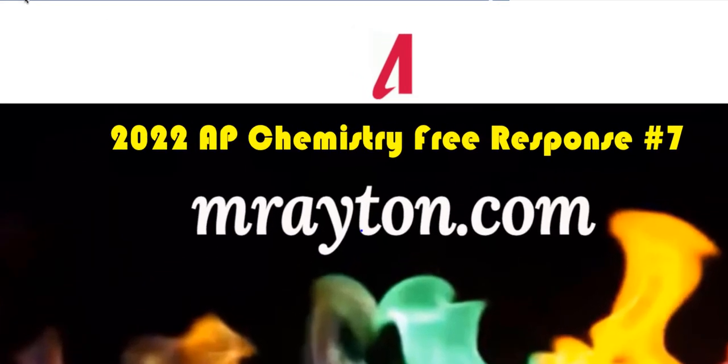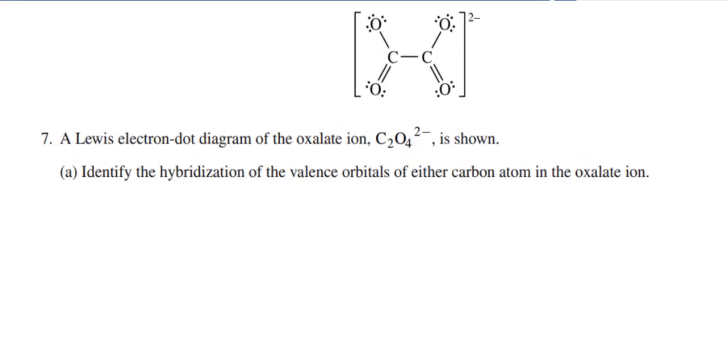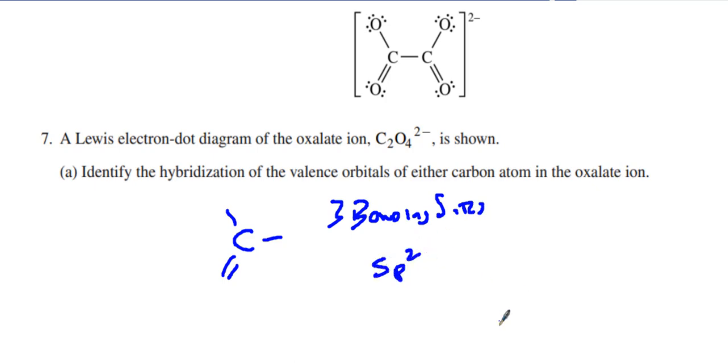But here we go with number 7. Number 7 starts off in question A with identify the hybridization of the valence orbitals of the carbon atom. So take a look at this oxalate ion. The carbon, you can see, has 1, 2, 3 bonding sites. And so with 3 bonding sites, what is the hybridization? It is s1p2 or sp2. And that was question A, the hybridization of the carbon atom. Let's take a look at question B here.